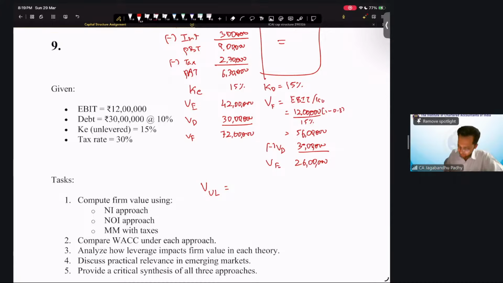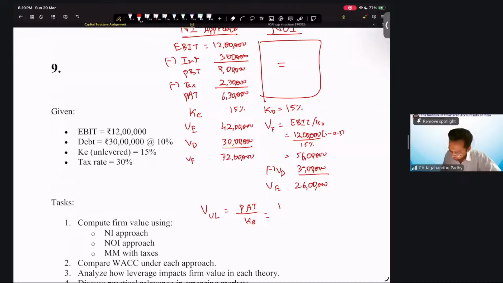Now, the value of unlevered firm will be, of course, PAT divided by K itself. So that PAT is going to be 12 lakh into 1 minus 0.3, upon K, which is 15%. So 12 lakh into 0.7 divided by 15%, which is 56 lakh. This is the value of unlevered.